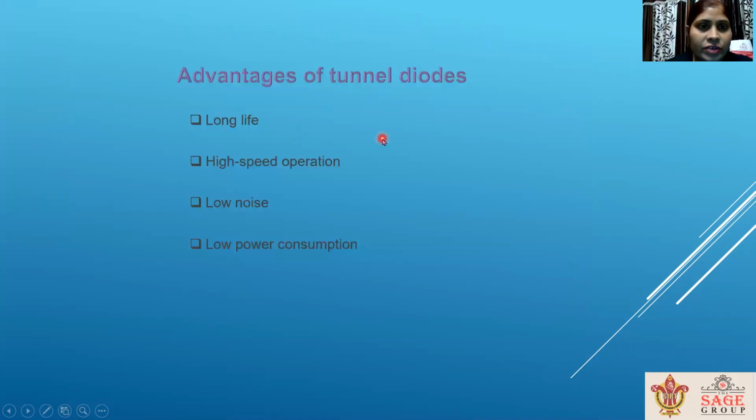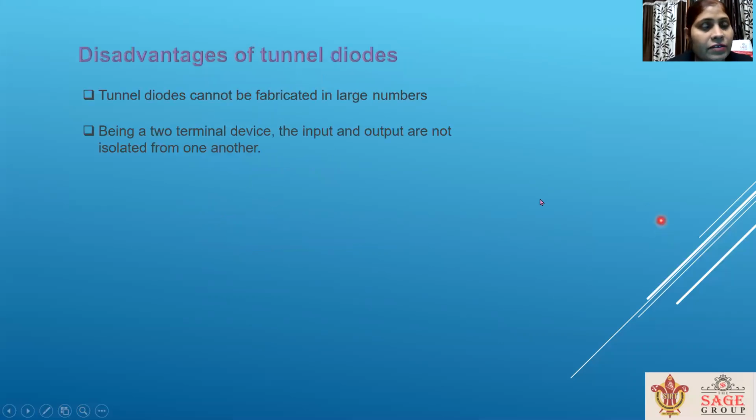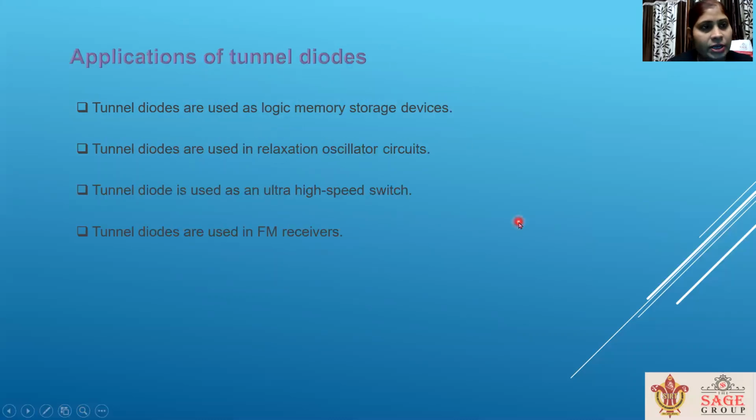So the advantages of the tunnel diode: it gives high-speed operation. Since the diode is working on very low voltage, this device gives very low power consumption. The noise is also very low and it has a long life. The disadvantages: tunnel diodes cannot be fabricated in large numbers, and being a two-terminal device, the input and output are not isolated from one another.